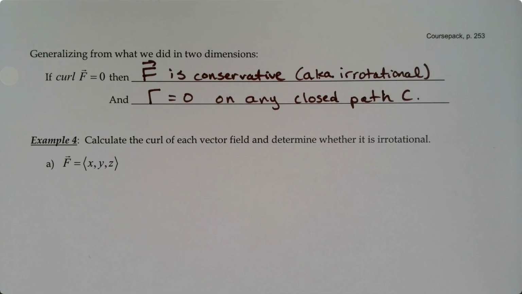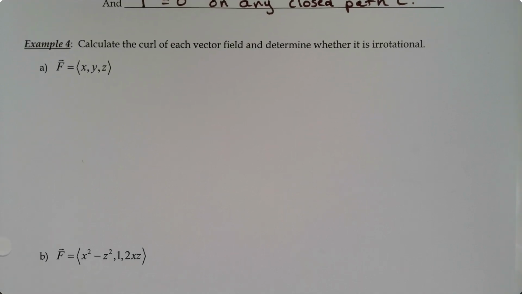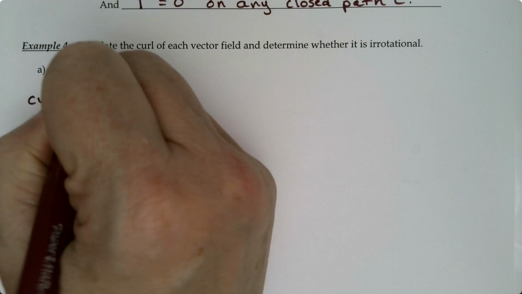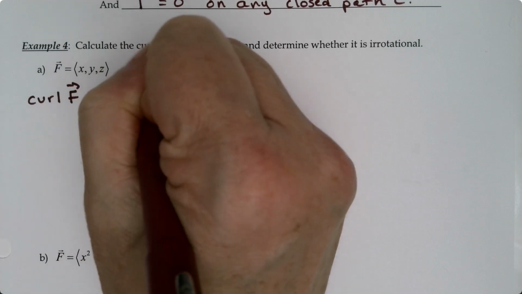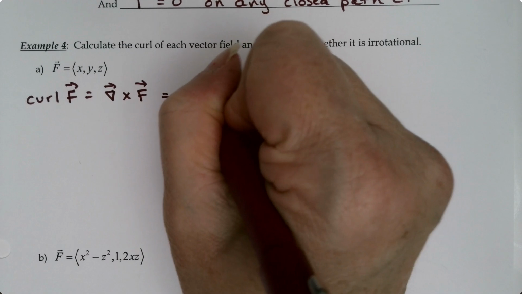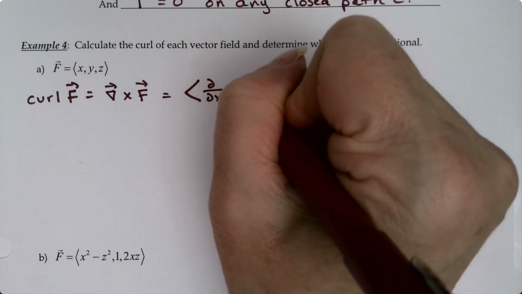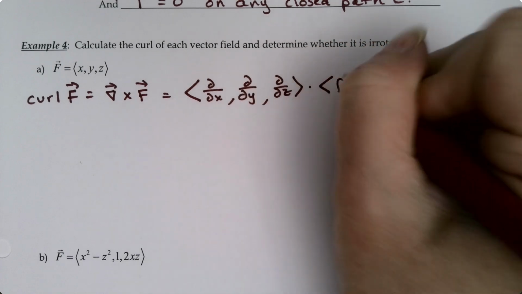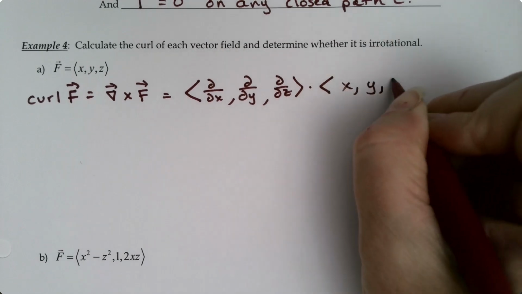All right, so let's put our newfound knowledge for how to find the curl for a 3-dimensional vector field into practice. All right, so we're going to find the curl of f. The curl of f is equal to the cross product of the del operator and our vector field, which is the cross product of ∂/∂x, ∂/∂y, ∂/∂z, with x, y, z in this case, because that is our vector field.